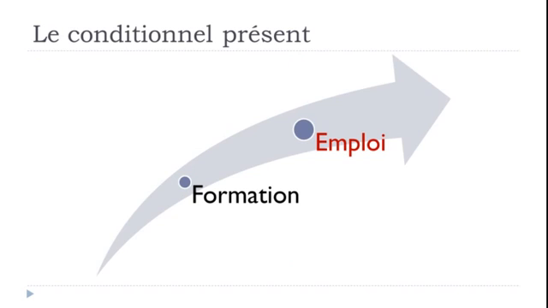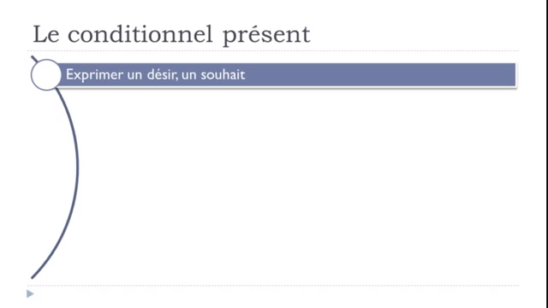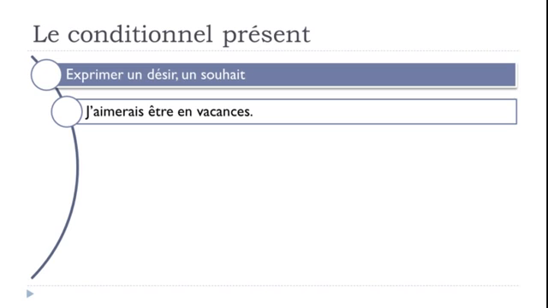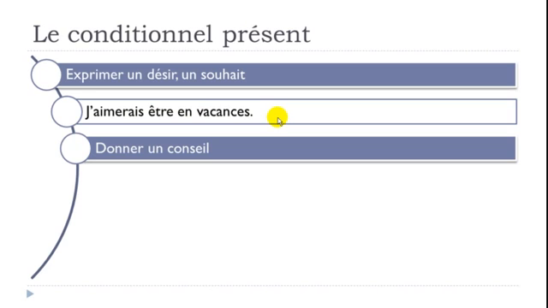Okay? And now let's see when we should use this conditionnel présent, because that's the most important thing. The first situation would be to express a desire or a wish, exprimer un désir ou un souhait. Okay? J'aimerais être en vacances. Aimer, to like or to love. Okay? And here you've got the conditionnel form. Être, to be. En vacances, on vacation, holidays. J'aimerais être en vacances. Second use will be if you want to donner un conseil, to give advice.